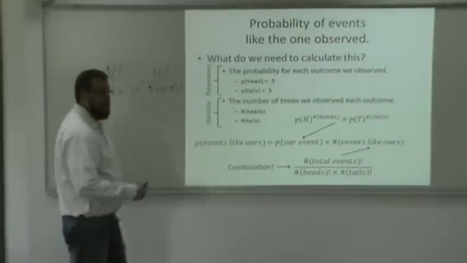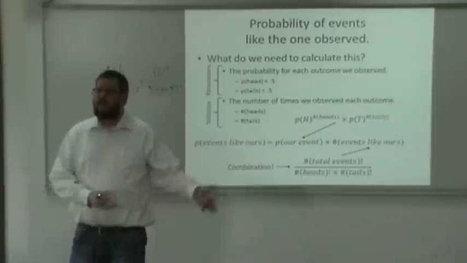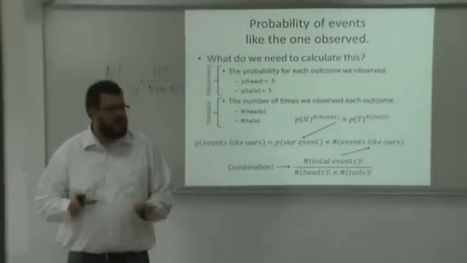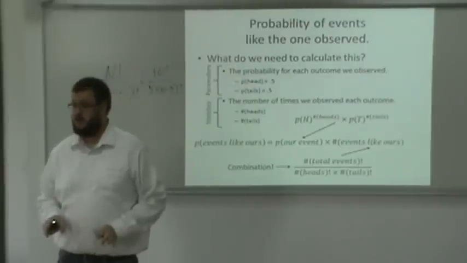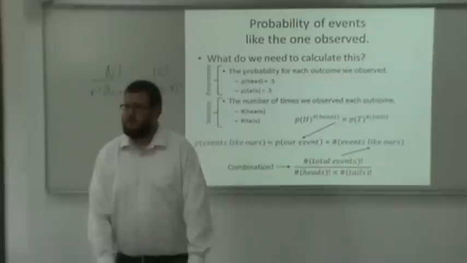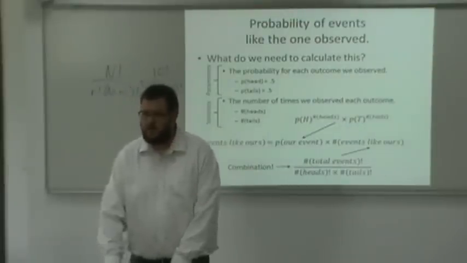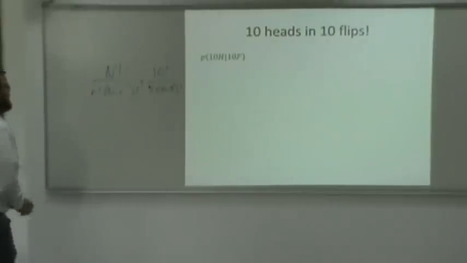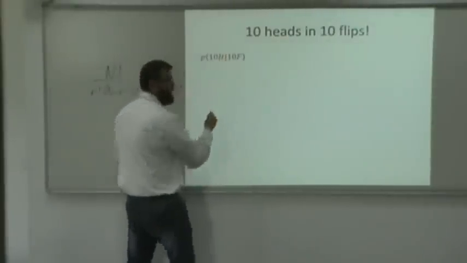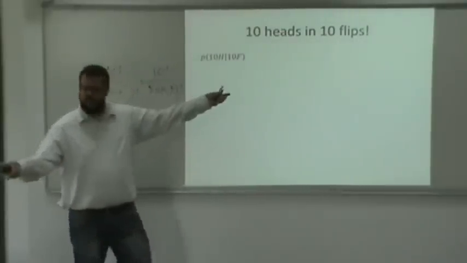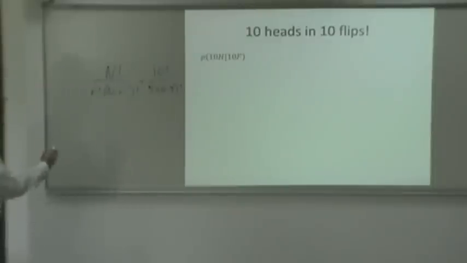Sweet. So now we can calculate the probability of events like the one that we observed. You saw that just using the probability of an event is not a good way to make a decision. So maybe the probability of events like ours is going to be a better way to make a decision. Okay? So imagine we get 10 heads in 10 flips. I'm using the conditional probability here: the probability of 10 heads given 10 flips, right? So the probability of 10 heads in 10 flips, what should this be?